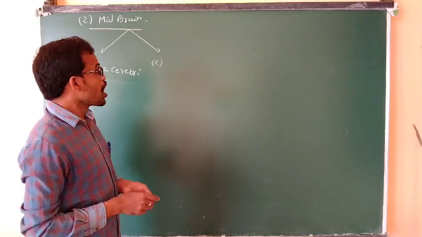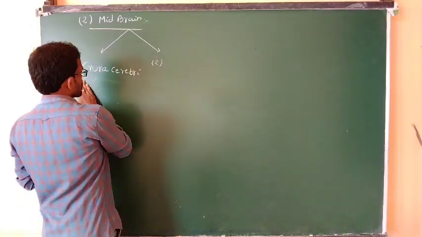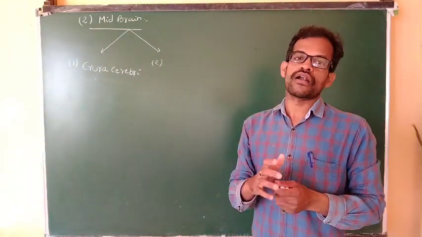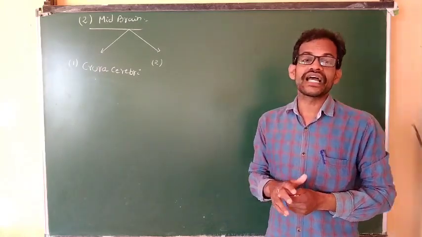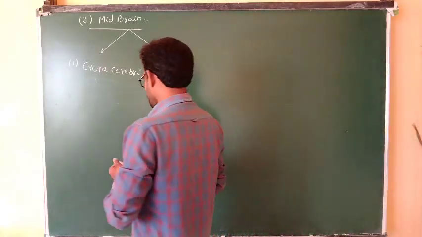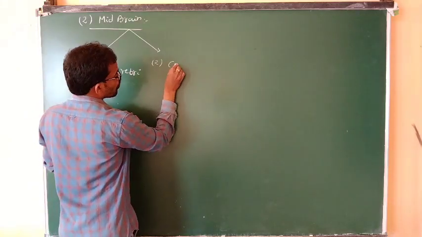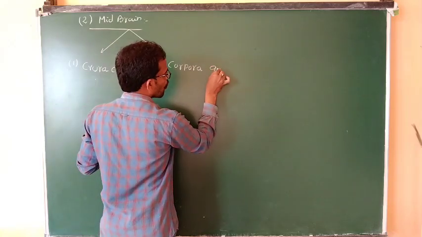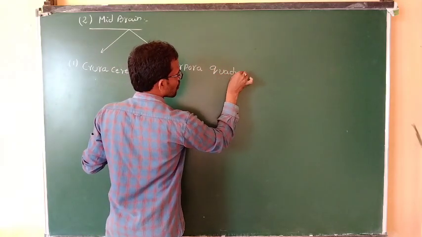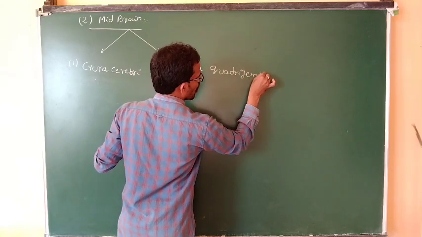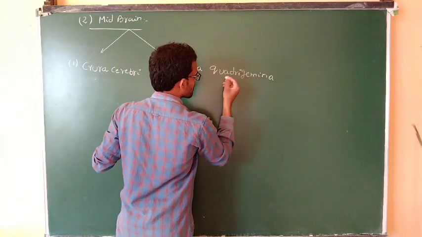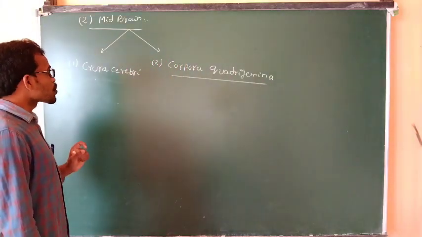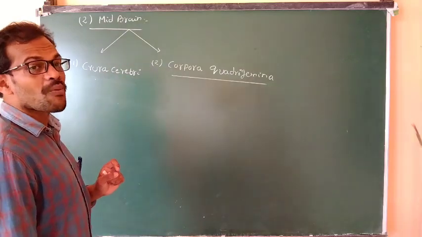The second part of the midbrain is not the corpus callosum, which means the nerve cord, but here it is corpora quadrigemina. What is the next part? Corpora quadrigemina. The midbrain consists of crura cerebri and corpora quadrigemina.